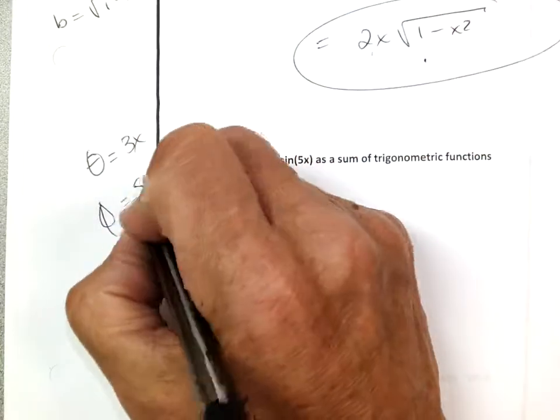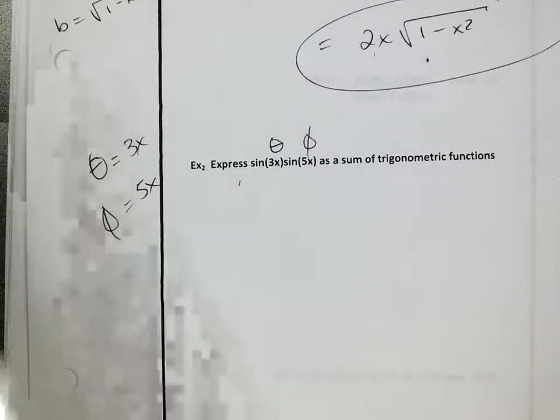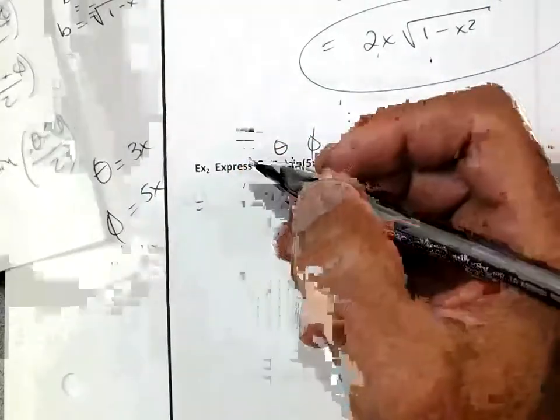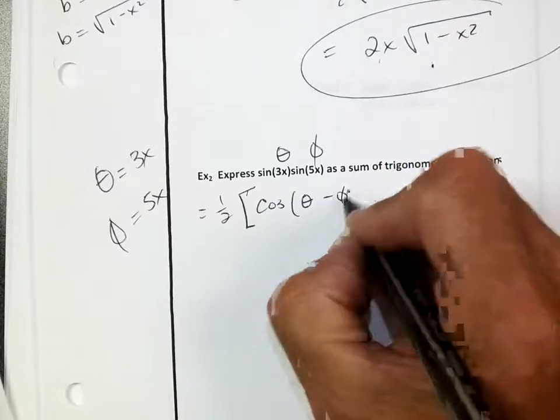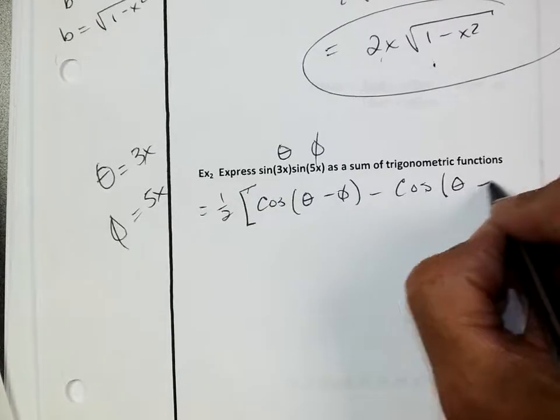You guys agree? So in this case, before I do anything on the side, my theta is really going to be my 3x. And my phi is going to be my 5x, okay? That's my theta, and that's my phi. So let me just write down the formula the way I have in my notes, and then we'll evaluate it. It's going to equal 1/2 bracket cosine of theta minus phi minus cosine of theta plus phi, okay?